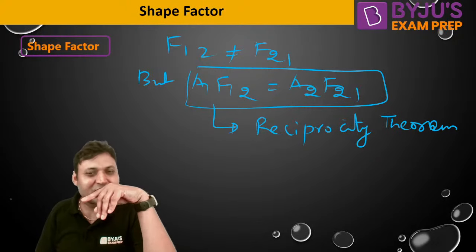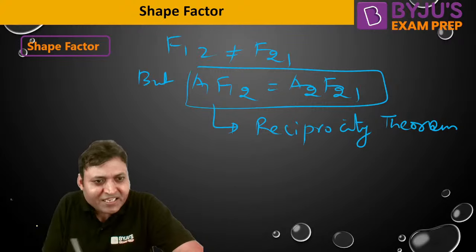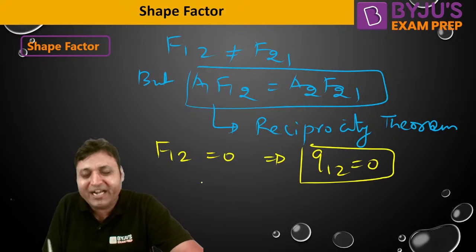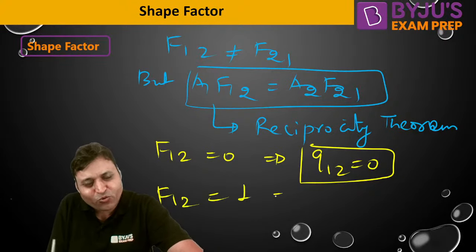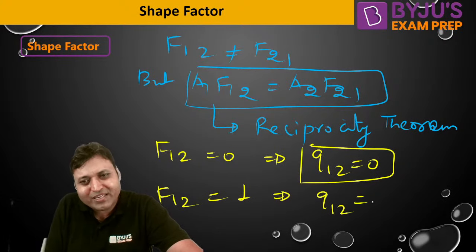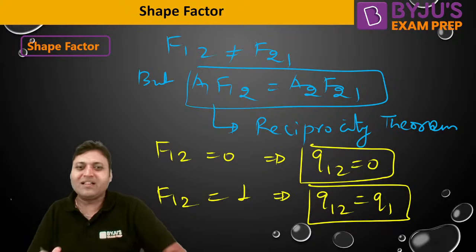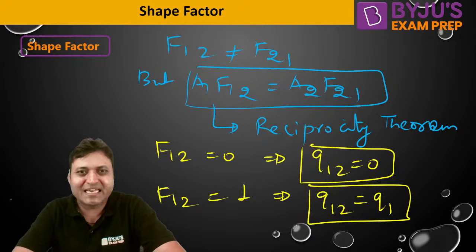When the shape factor is equal to 0, I can write it this way. If the shape factor F122 is equal to 0, it implies Q122 is equal to 0, meaning no radiation is reaching surface 2. When shape factor F122 is equal to 1, it implies Q122 is equal to Q1. Whatever radiation leaves surface 1, all of it reaches the other surface. I hope it is clear to everyone.